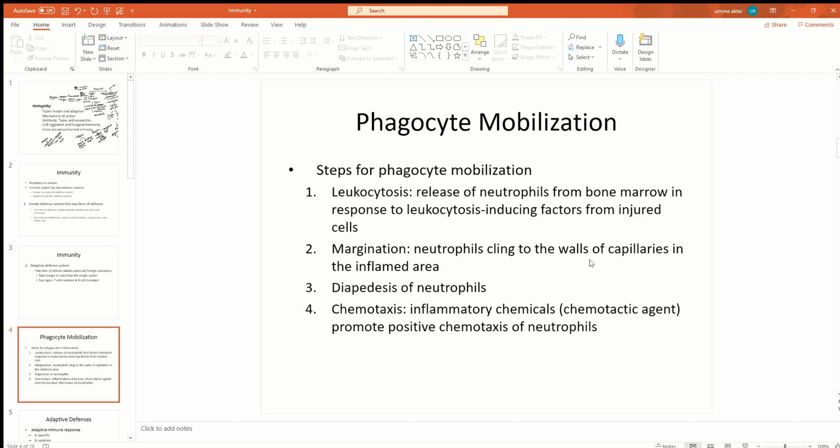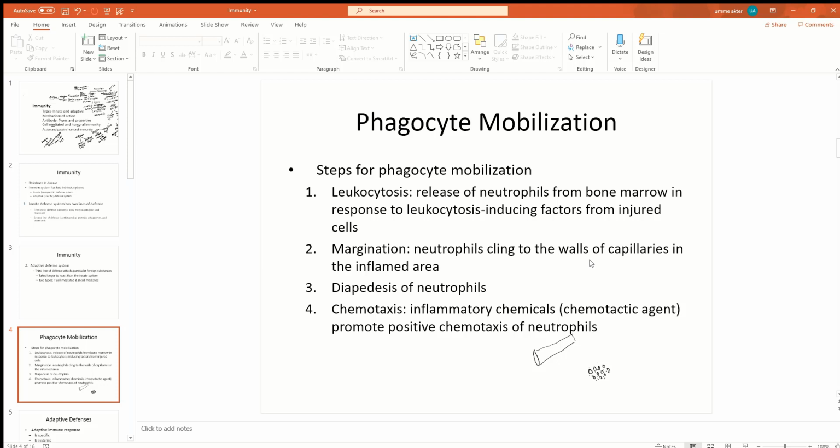Phagocyte mobilization, how the phagocytic cells move to the site of infection. We talked about this before when we talked about the white blood cells. Let me just briefly go over again. So this is the tissue. These are the cells in the tissue, and you got infection here. So microorganisms got here, and microorganisms have infected the tissue.